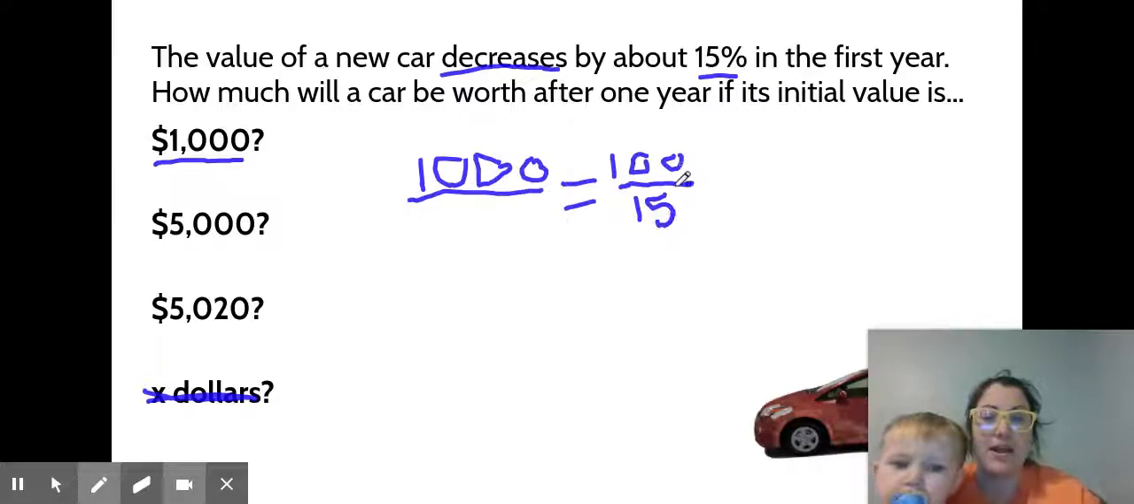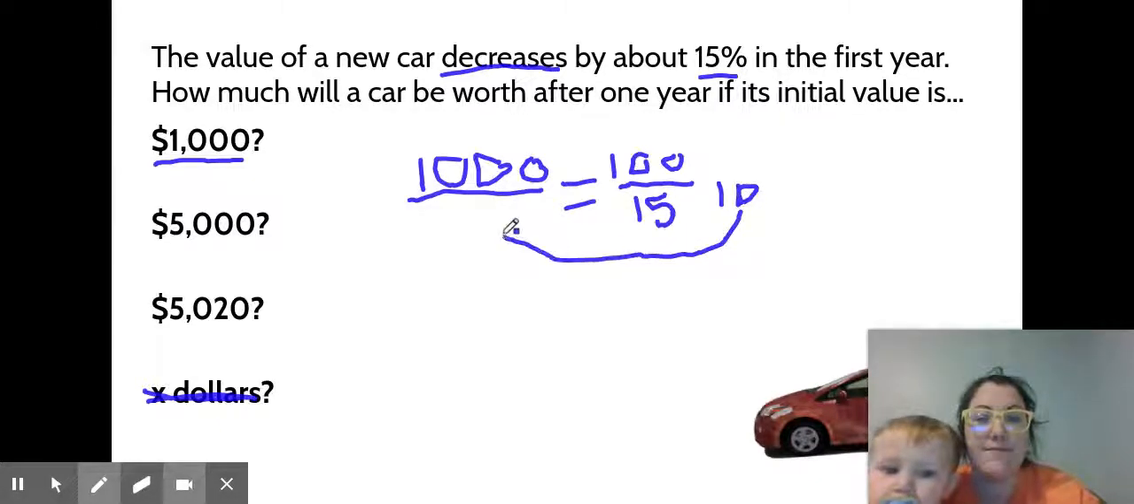So remember, we're going to make a circle with it. We're going to go the way that there's a number underneath. So 1,000 divided by 100 is 10. And now I'm going to take my 10 and multiply it by 15. And I get 150.